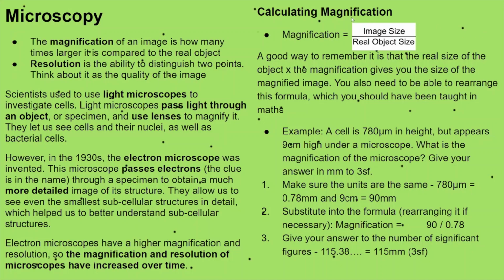You also need to be able to calculate the magnification of an image. So here's the equation for it. Magnification is the size of the image divided by the size of the actual object, and size could be height, width, length, whatever. It'll give it to you in the question. I find a good way to remember this is that the real object times the magnification gives you the size of the image you're looking at, and we're going to look at an example of this.